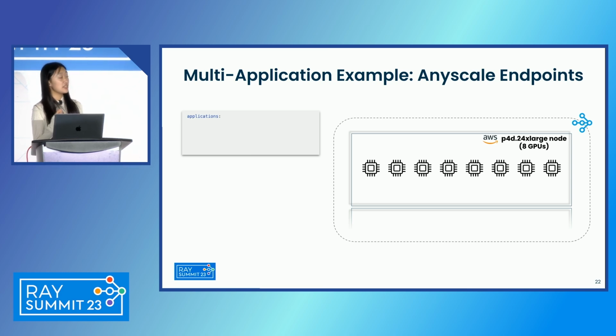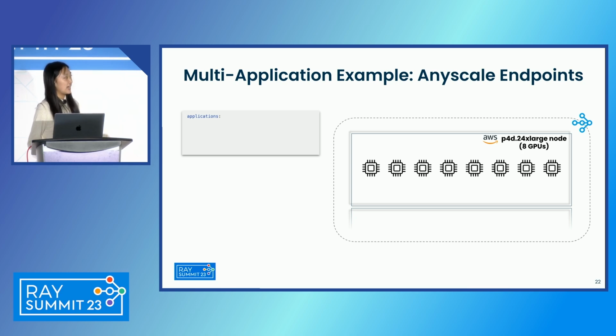Anyscale Endpoints is the Anyscale-hosted API endpoints for LLM inference and fine-tuning. And recently, the Llama family of models, as some of you might know, was released by Meta AI and has really great performance. So suppose it was very recently released, maybe a few days ago, and we wanted to add this to Anyscale Endpoints for our users to try out and fine-tune.